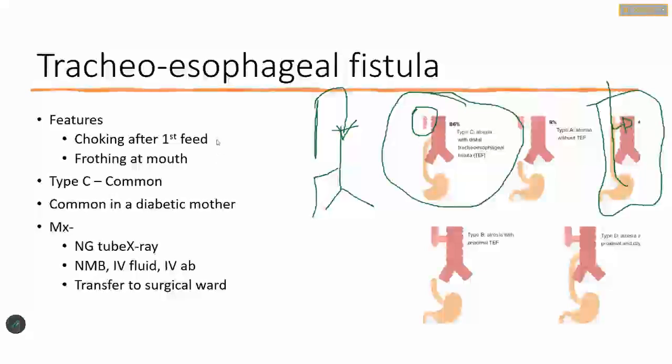So how to manage? First, how does the patient present? One is respiratory distress and the other is frothing at the mouth. Because it can't go into the esophagus, it will go into the trachea, and all the secretions will come out through the mouth. So there will be frothing at the mouth. We can suspect this condition by looking at that, and there will be choking. Choking means the food enters the trachea. So usually it all occurs after the first feed.